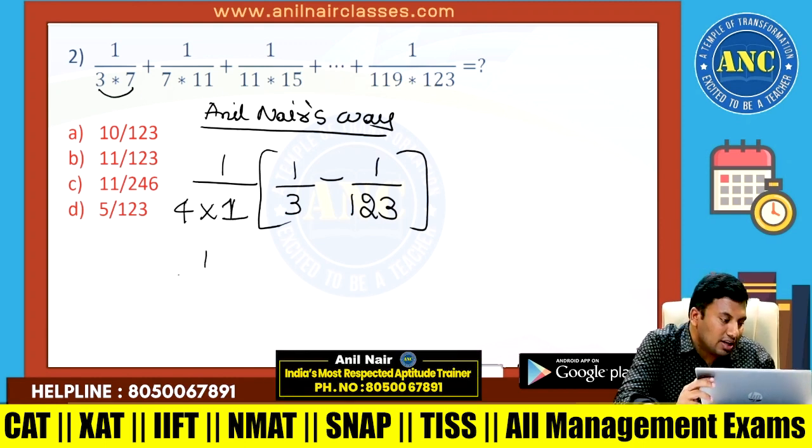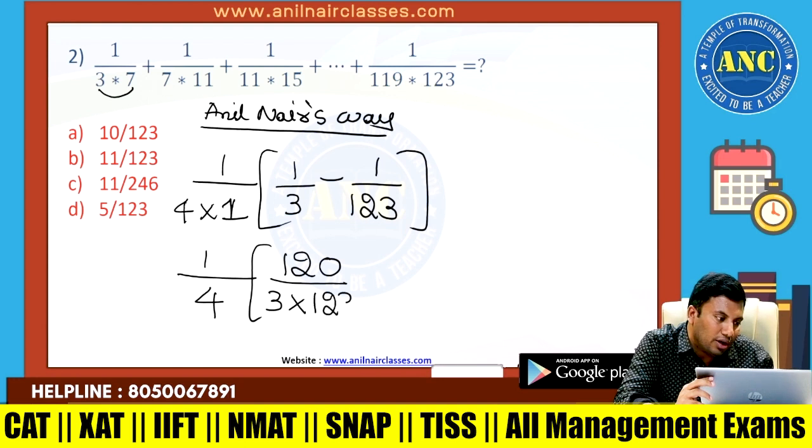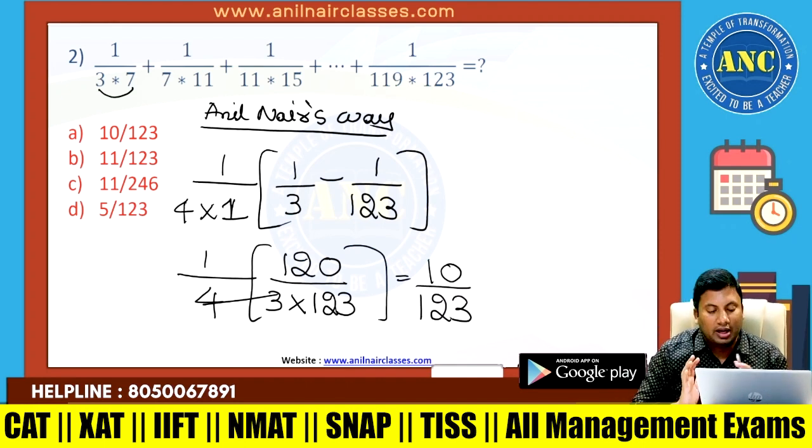1. So the answer is nothing but 1 by 4 into 123 minus 3, 120 divided by 3 into 123, 12. So it is nothing but 10 by 123. Are you all with me? 10 by 123. So the answer for this question is 10 by 123.